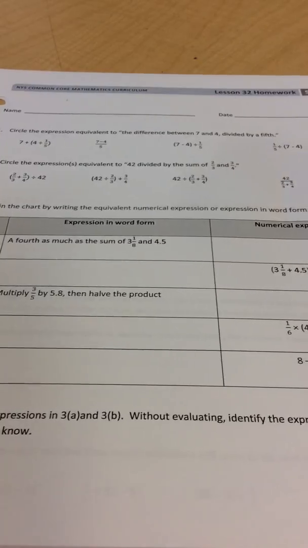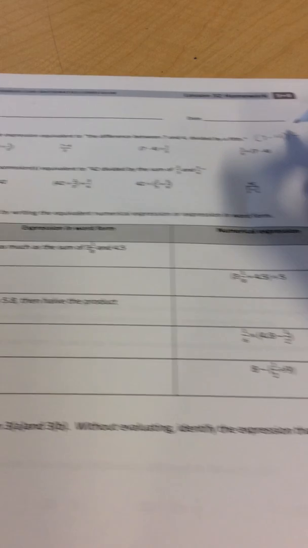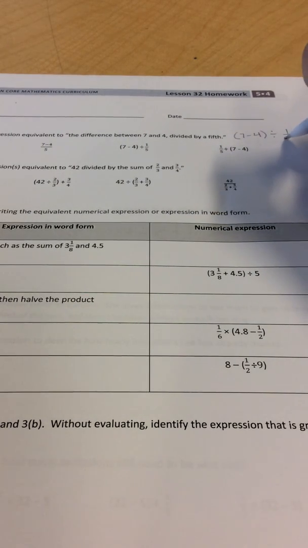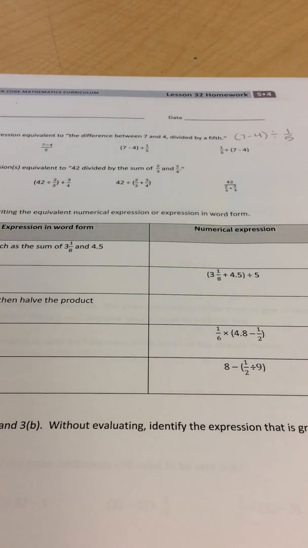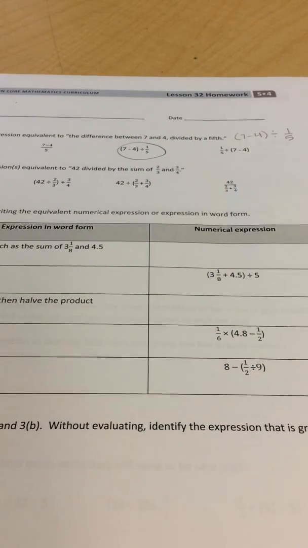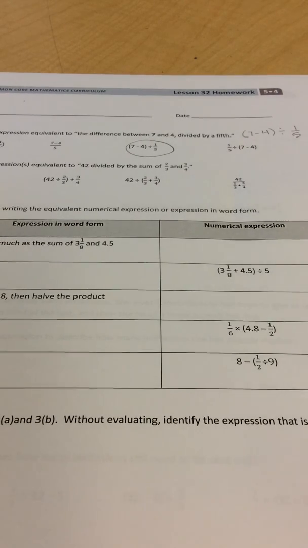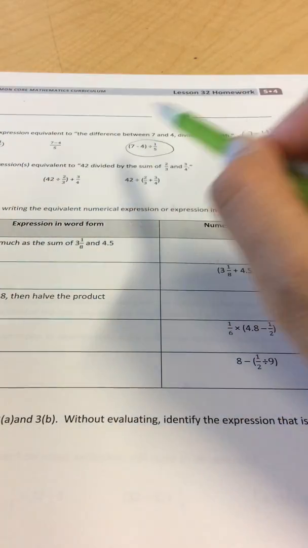So what I told the kids is to go ahead and just write out what they see first. So the difference of 7 and 4 divided by 1/5. And then we need to see if we can find any that match that. So this one right there completely matches what I just did. So then you do the same one, and then for the next one you need to make sure that there's not any others that say the same thing.